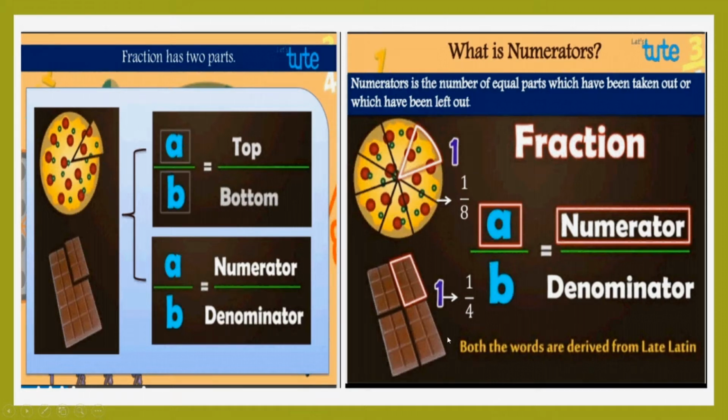Similarly, in this example, a chocolate bar has been cut into 4 parts. Total number of parts, 4, we have written as the denominator, and the part which we have selected we have written as the numerator. Both these words, numerator and denominator, are derived from late Latin.